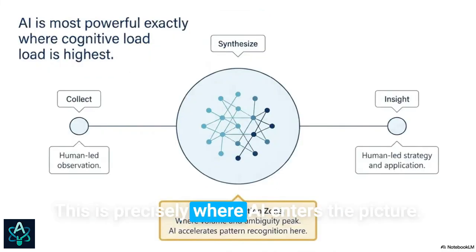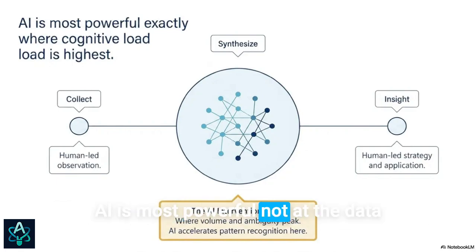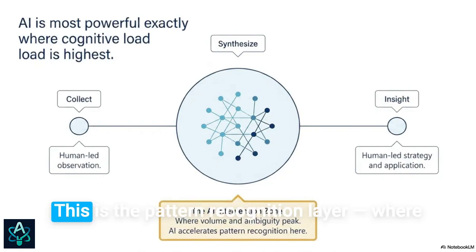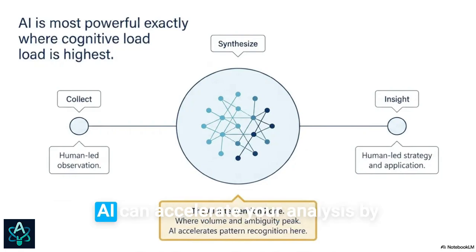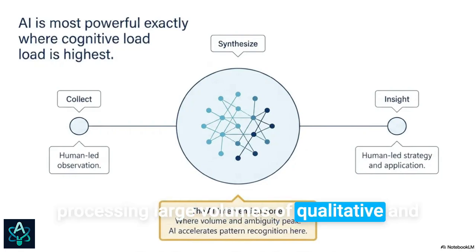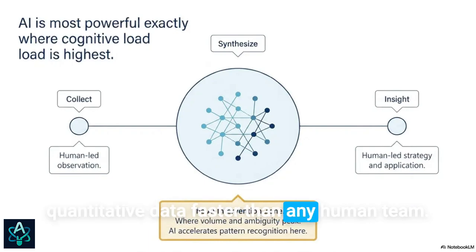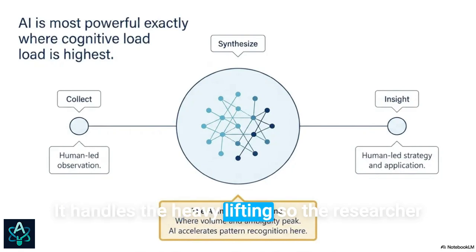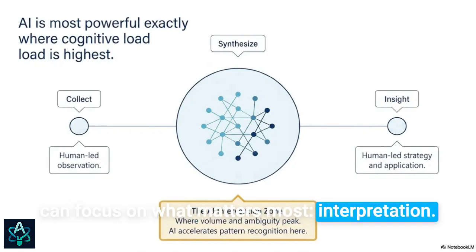This is precisely where AI enters the picture. AI is most powerful not at the data collection stage, but in the high cognitive load zone between collection and insight. This is the pattern recognition layer, where AI can accelerate your analysis by processing large volumes of qualitative and quantitative data faster than any human team. It doesn't replace the researcher. It handles the heavy lifting so the researcher can focus on what matters most: interpretation.